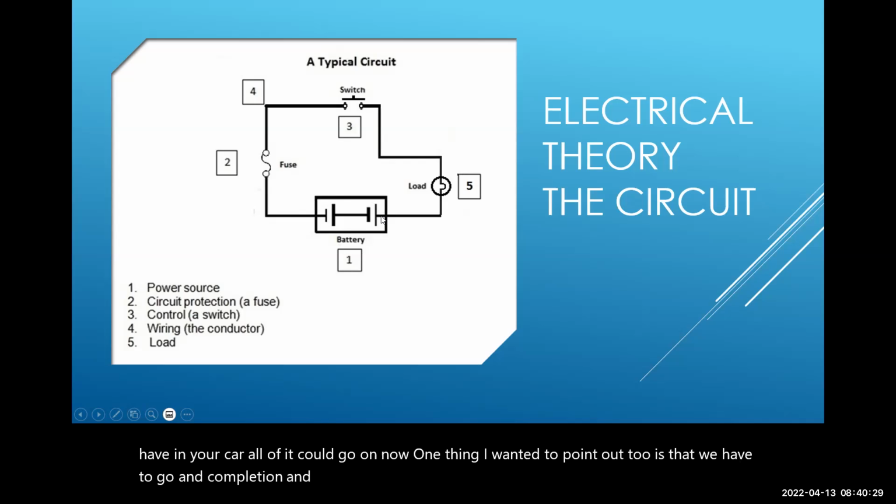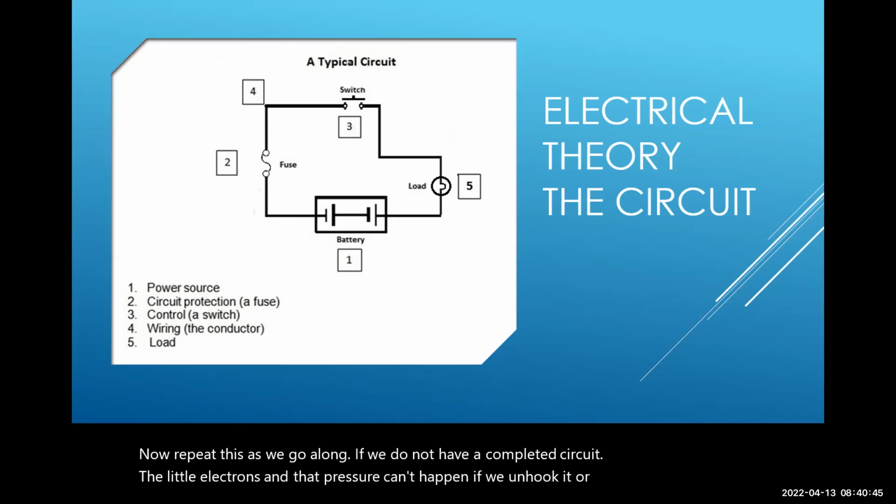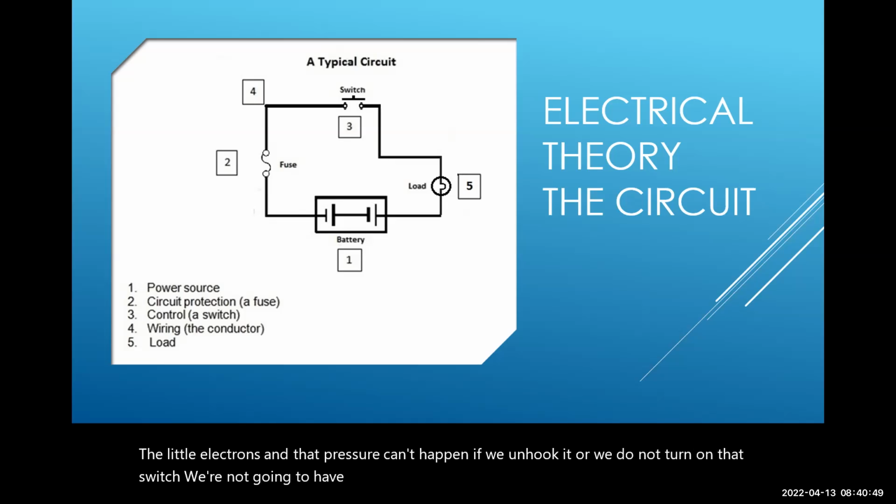If we do not have, and I'll repeat this as we go along, a completed circuit, the little electrons and that pressure can't happen. If we unhook it or we do not turn on that switch, we're not going to have flow. We're not going to have that light bulb come on.